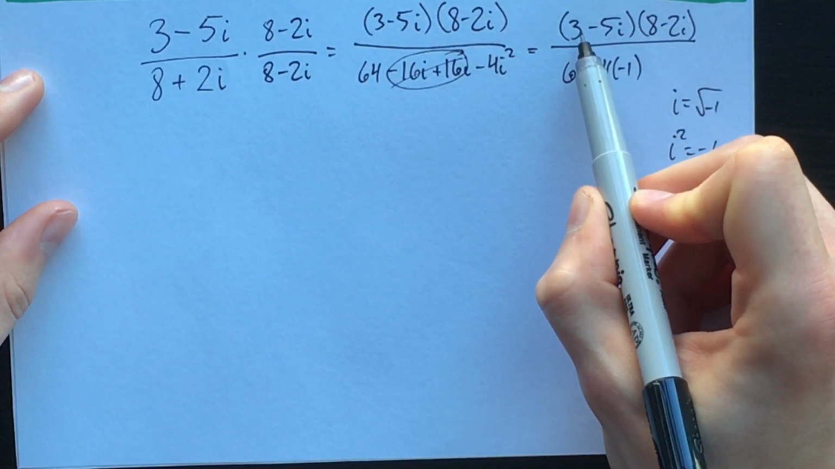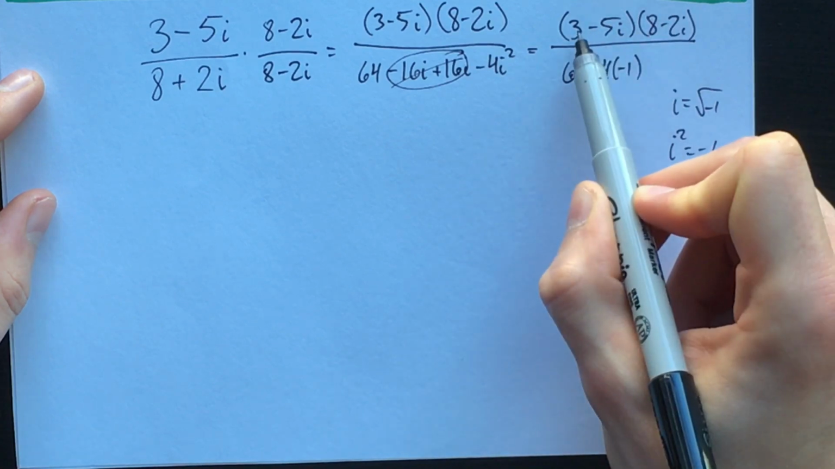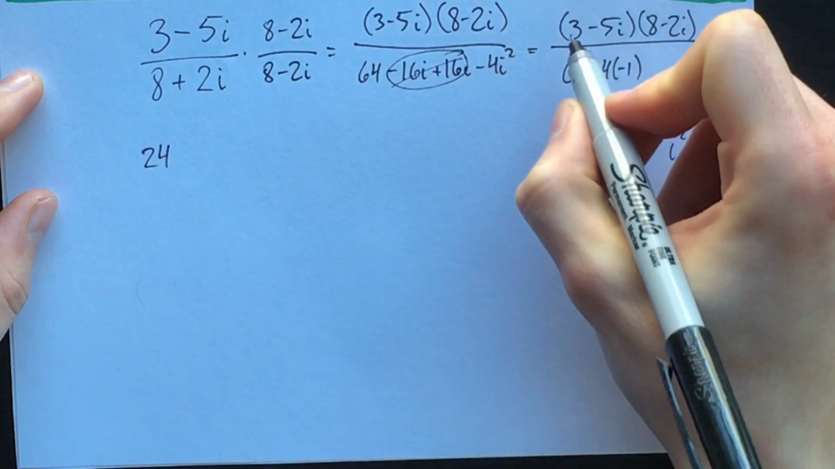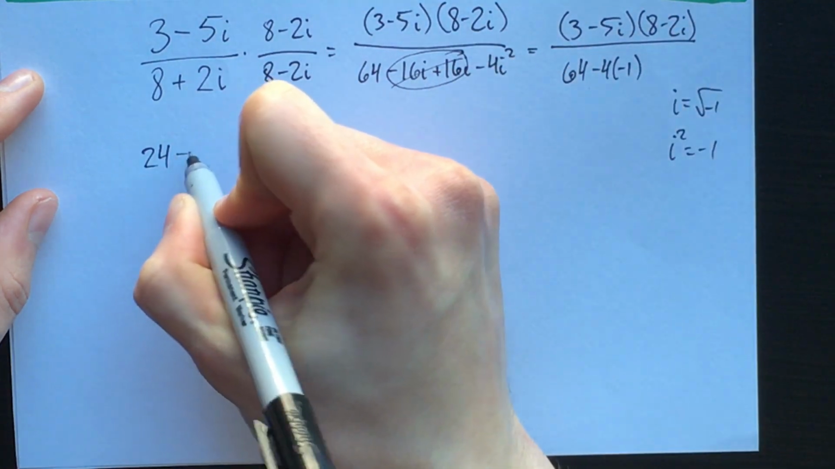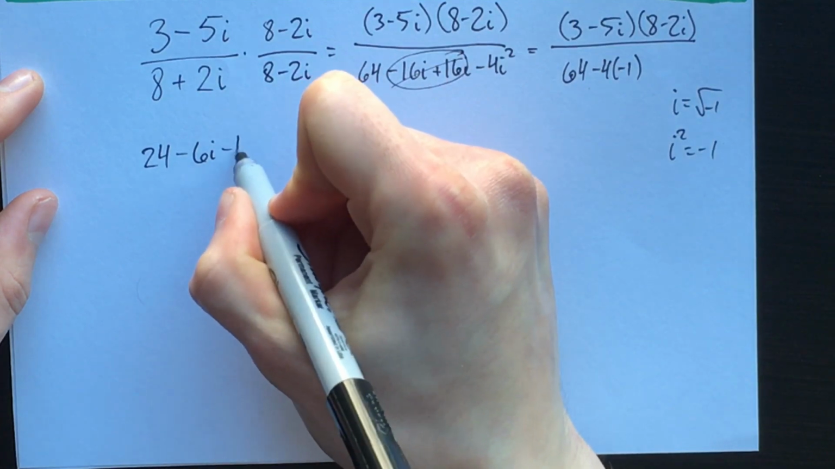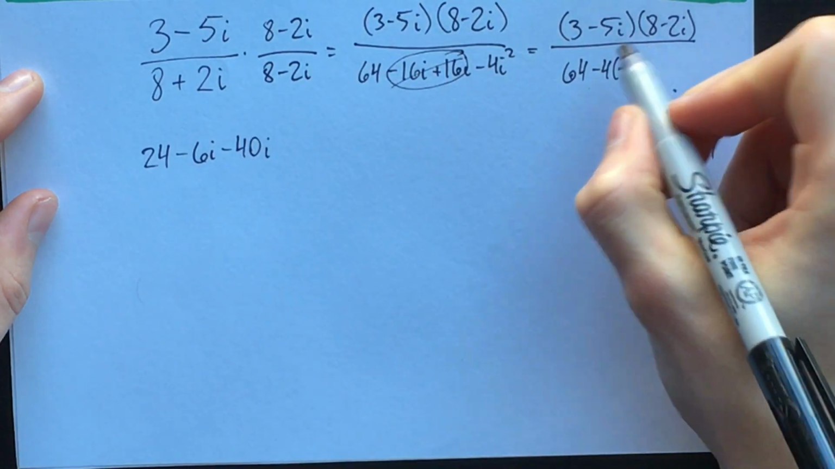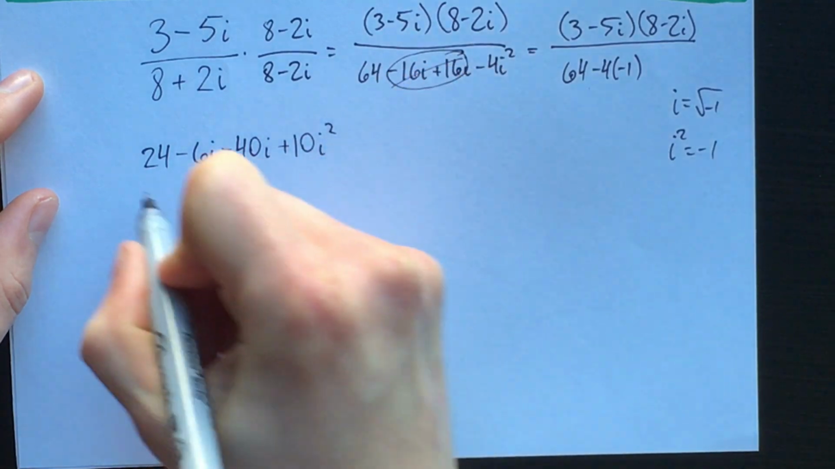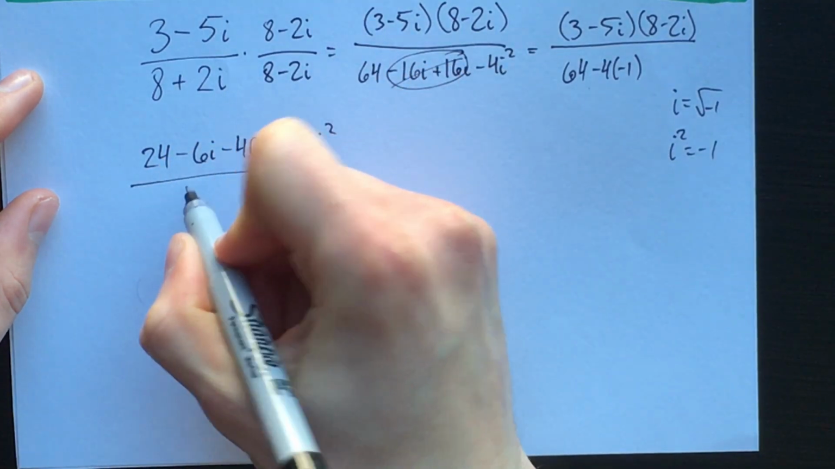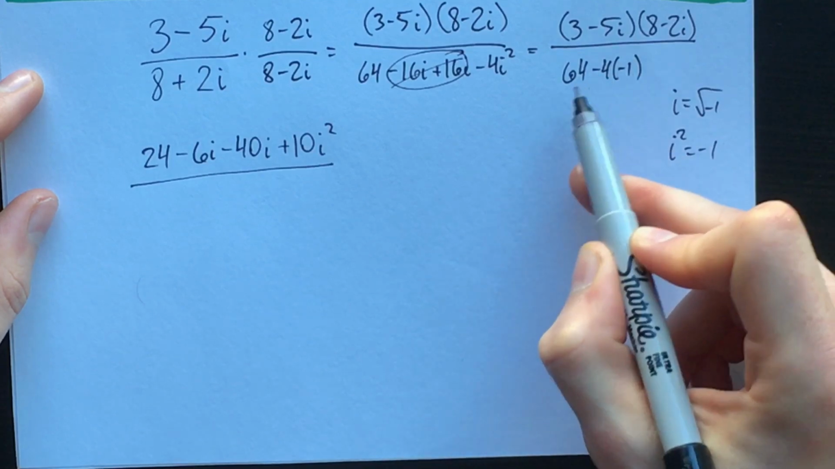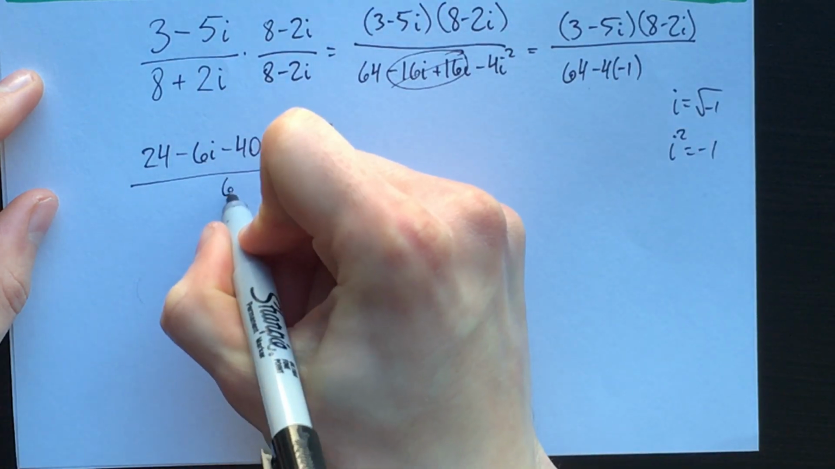So the top, again, just FOIL it out. So 3 times 8, 24. 3 times negative 2i, so negative 6i. Negative 5i times 8, so negative 40i. And then negative 5i times negative 2i, so plus 10i squared. All over 64 minus 4 times negative 1, so that's going to be 64 plus 4, so all over 68.